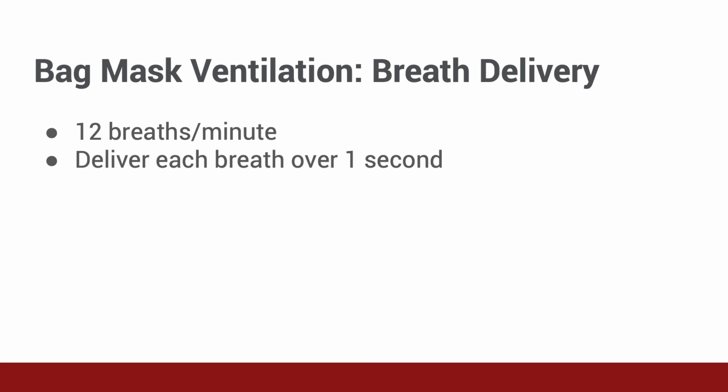How should providers actually ventilate an adult patient? The goal should be to provide about 12 breaths per minute. This means one ventilation every 5 seconds. The breath should go in over about 1 second.